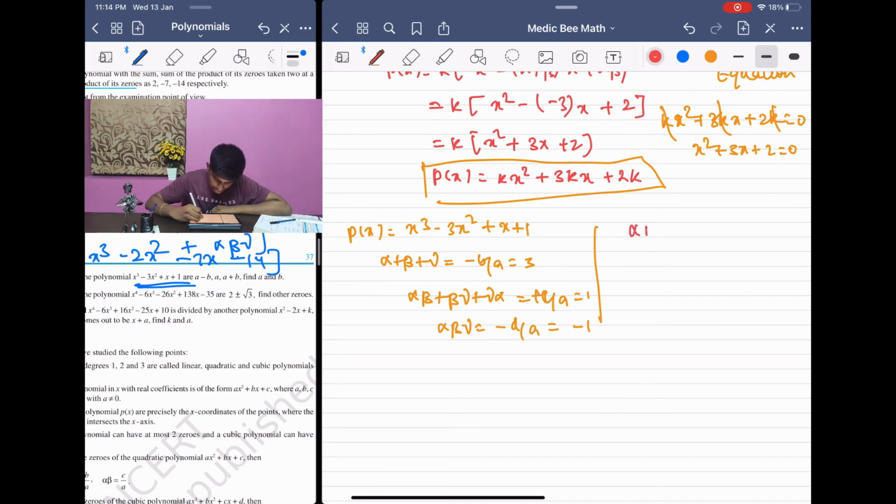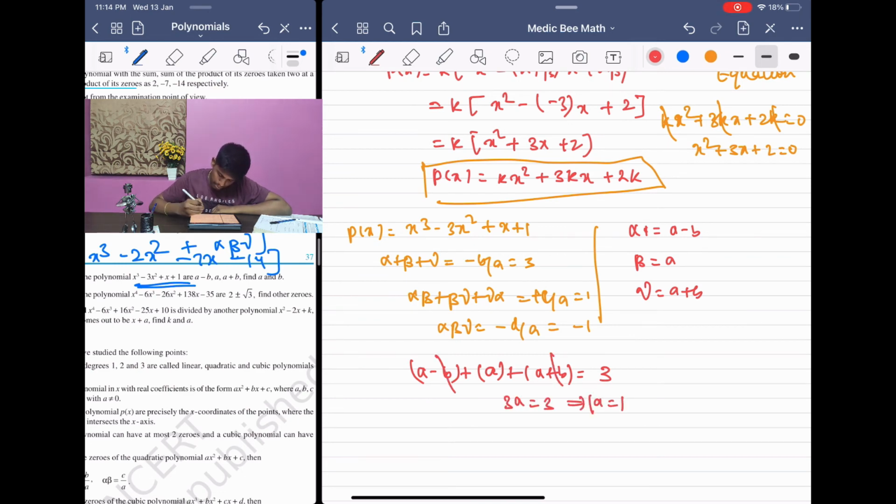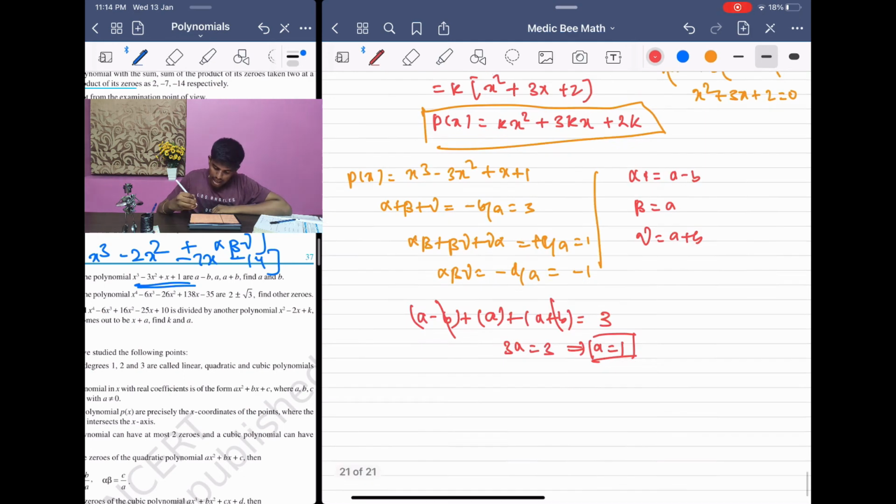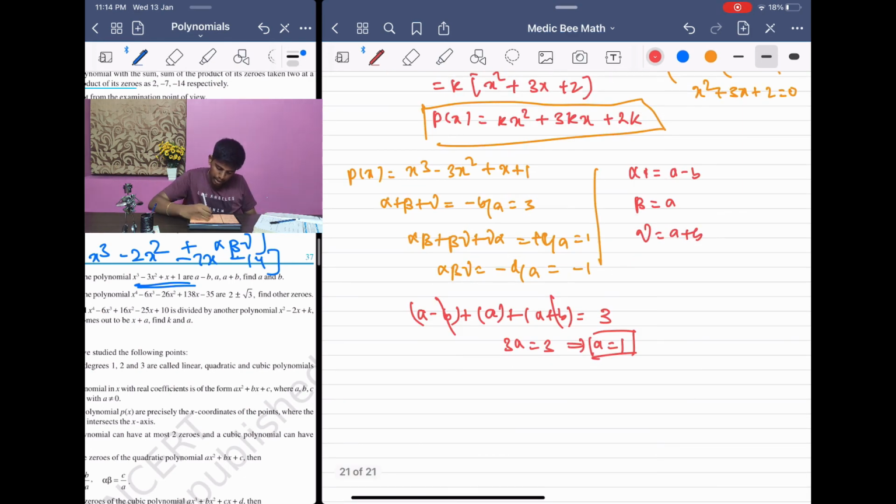Alpha is equal to a minus b, beta equal to a, and gamma equal to a plus b. Now what is alpha plus beta plus gamma? A minus b plus a plus a plus b. These are the three roots. What have they given as the sum? They have given 3. The b and b cancel. So 3a equal to 3, which will give a equal to 1. This is one result.